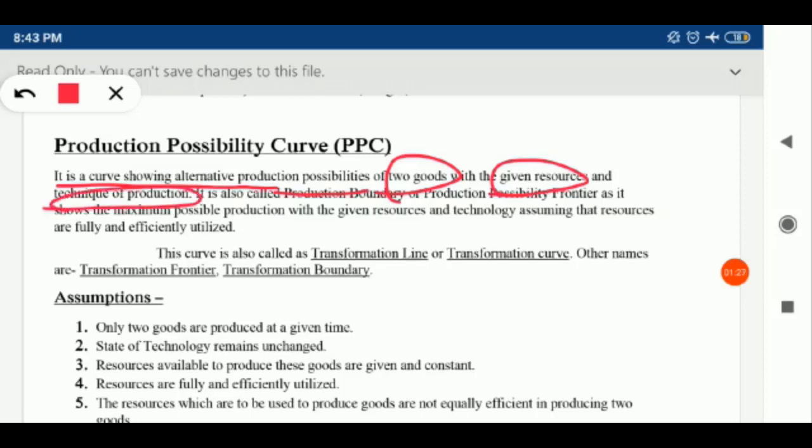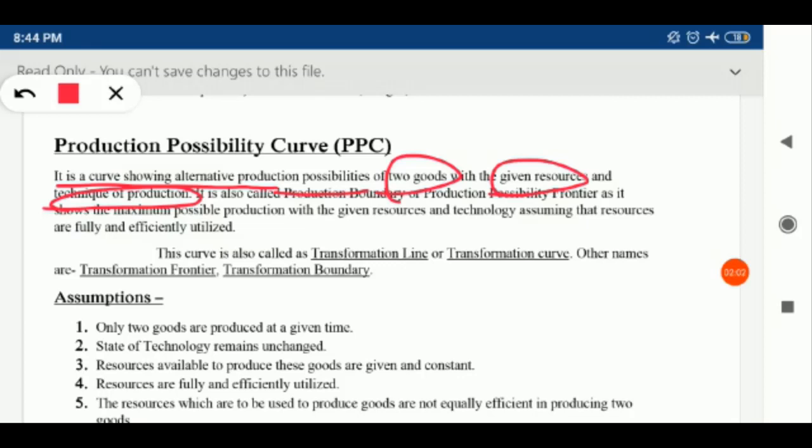Or we can say that it is a graphical presentation of possible combinations of two goods that can be produced with the given resources and technology. Other names are production boundary or production possibility frontier, as it shows the maximum possible production with the given resources and technology, assuming that resources are fully and efficiently utilized. Other names for the PPC are transformation line, transformation curve, transformation frontier and transformation boundary.